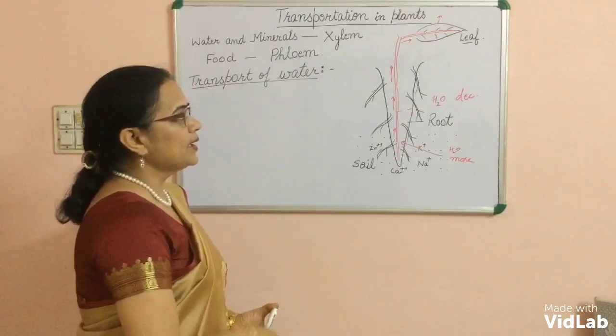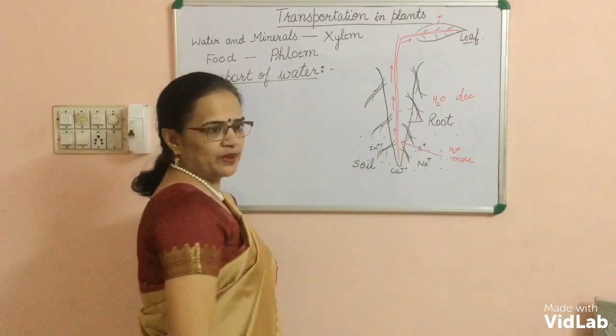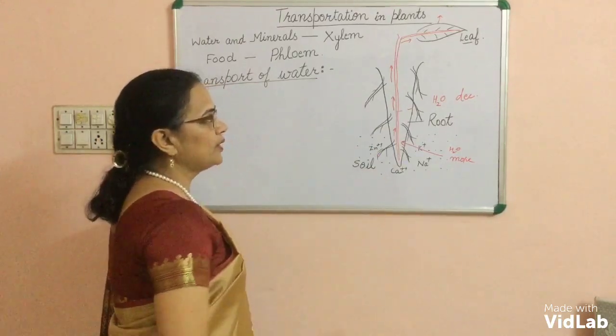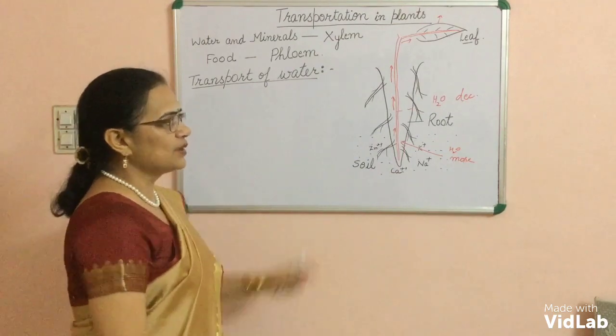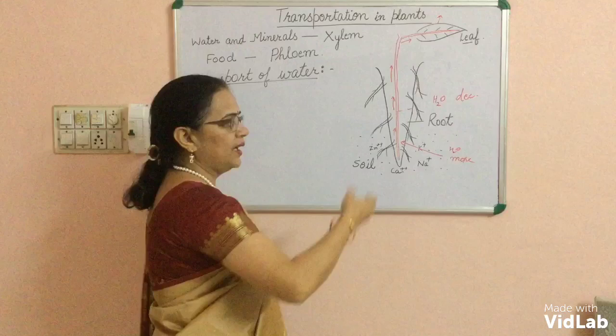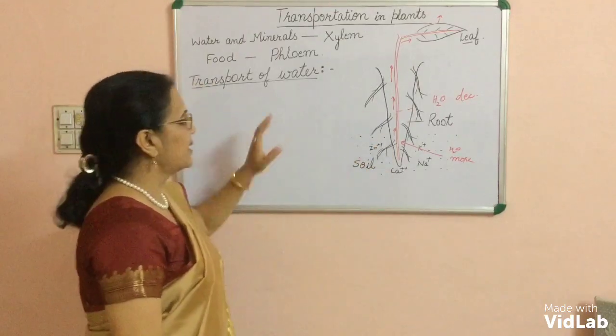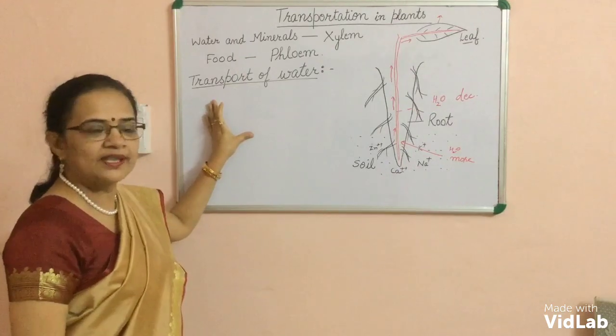But in case of tall plants, transpiration pull. What is transpiration? The loss of water from the surface of the leaf is known as transpiration. This pull also helps in upward movement of water in tall plants. I hope transport of water is clear.